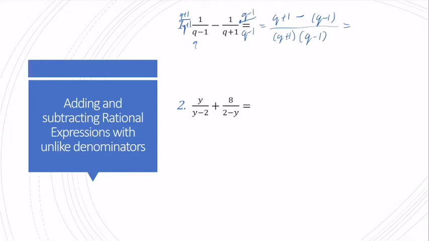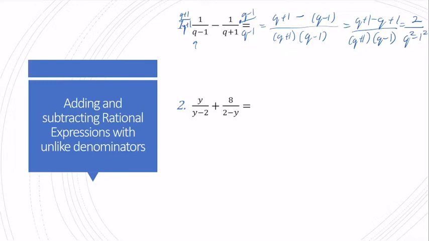So if I have q plus 1 minus q minus 1, that's going to give me a numerator of 2. So I have 2 over q plus 1 times q minus 1, or I could FOIL that out to q squared minus 1 squared.